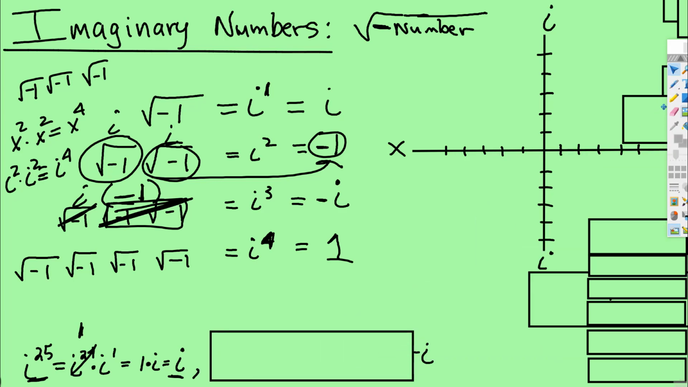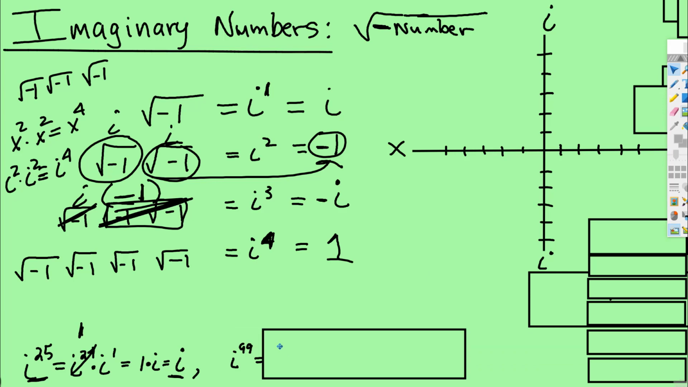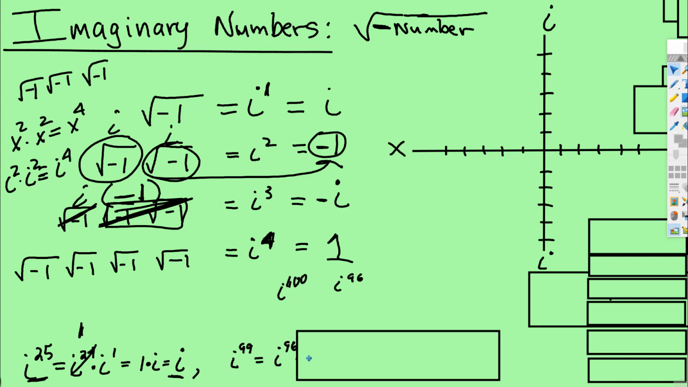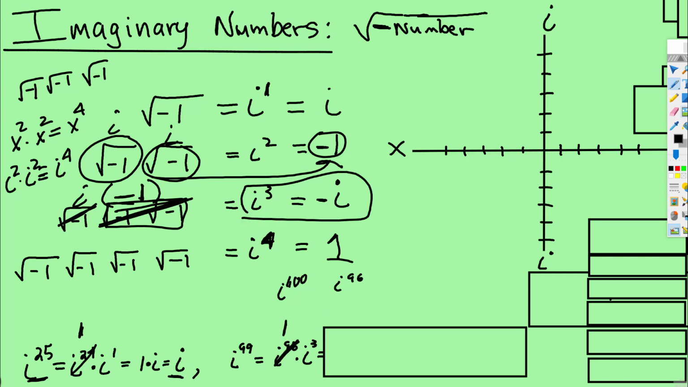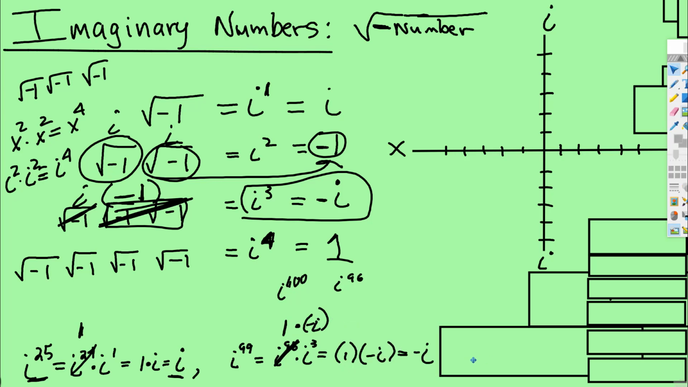Now what about i to the 99th? Well, the closest number is i to the 100th, but we've gone too far. So i to the 96th would be a multiple of 4. So I'm going to rewrite i to the 99th as i to the 96th times i to the 3rd. Well, i to the 96th, since it's a multiple of 4, just becomes positive 1. And what is i cubed? i cubed is negative i. So 1 times negative i is negative i.